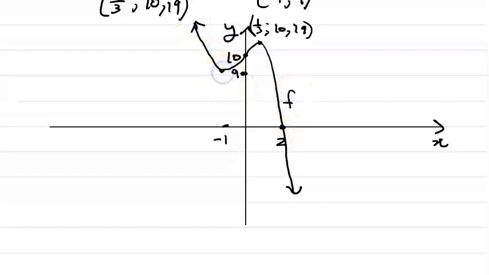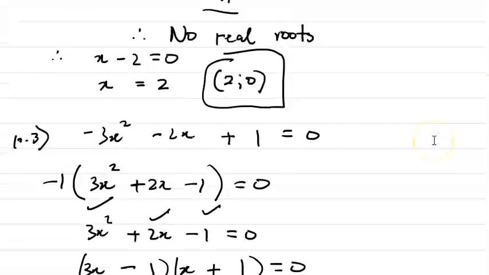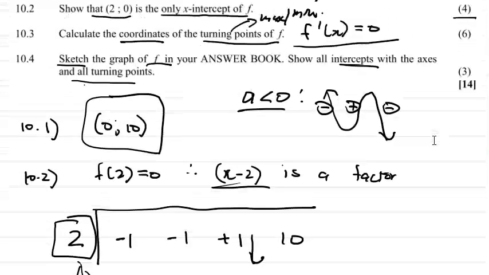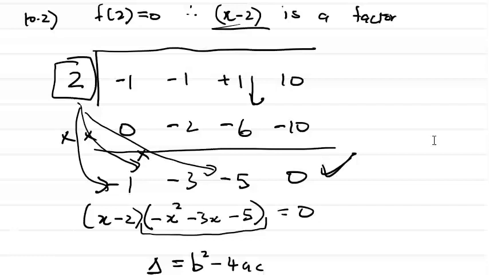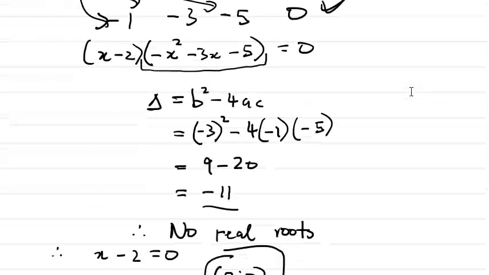So once again, remember that minus 1 and 9 is one turning point, and the other turning point is 1 over 3 at 10.19. The x and the y-intercept are also shown. And basically that would be your graph of f. Learners, this is a typical examination question on sketching of graphs. An alternative is that if you don't want to use synthetic division here, you could very well use a calculator and try to show as much working as possible.